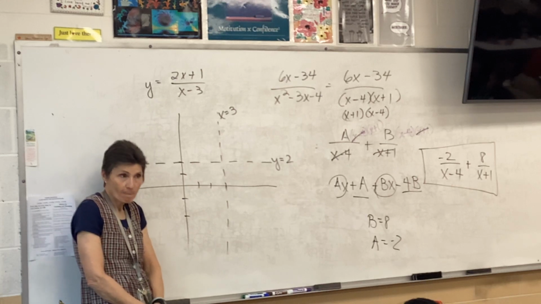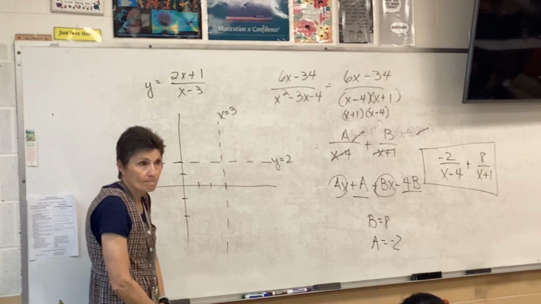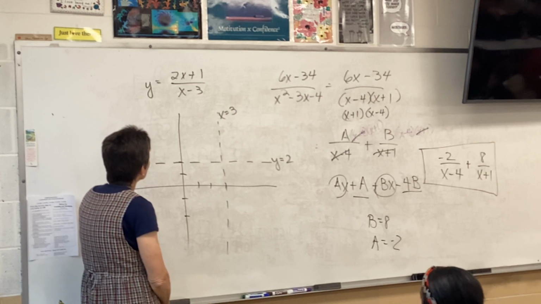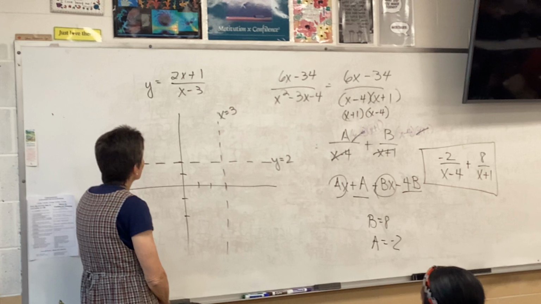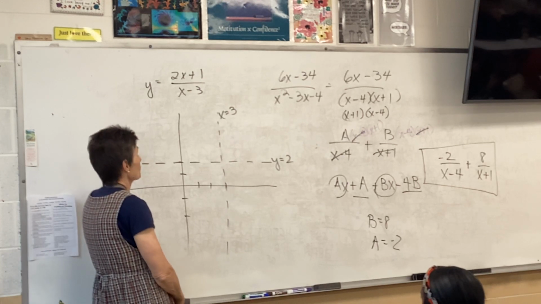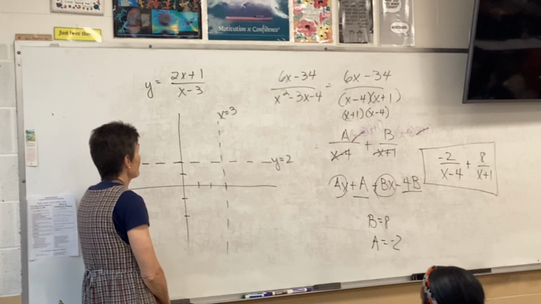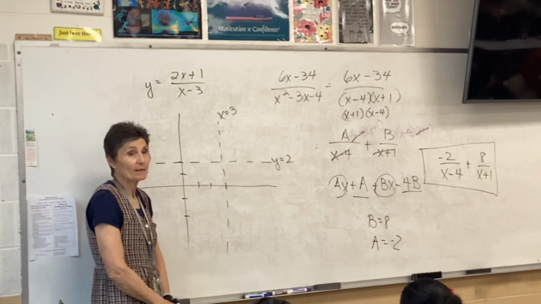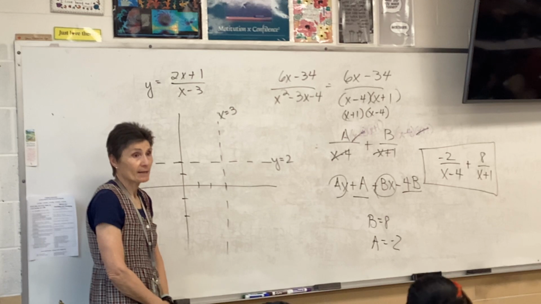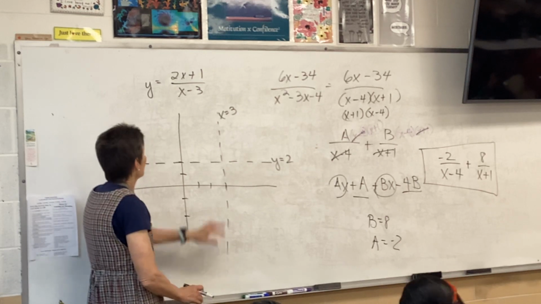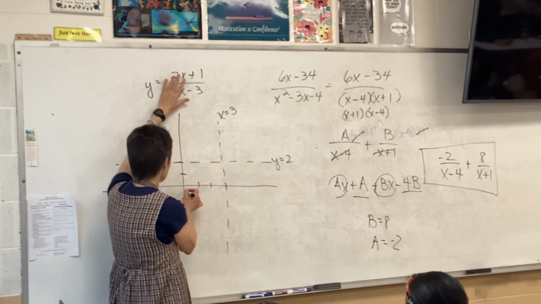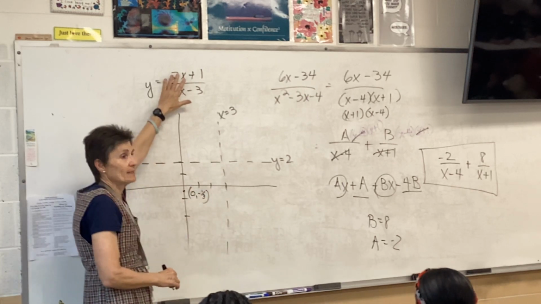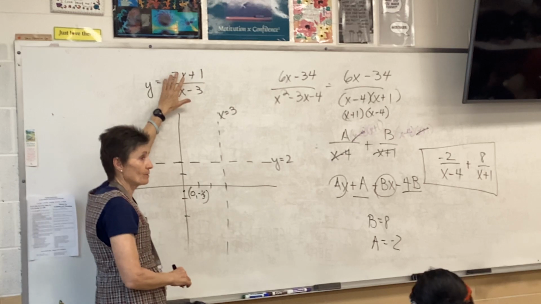Y-intercept at 0, 1? I'm hearing a bunch of numbers floating around. How do I get a y-intercept? I let x be 0. And if I put in 0, don't I get -1/3? So my y-intercept is -1/3.